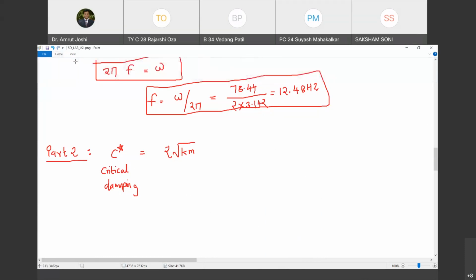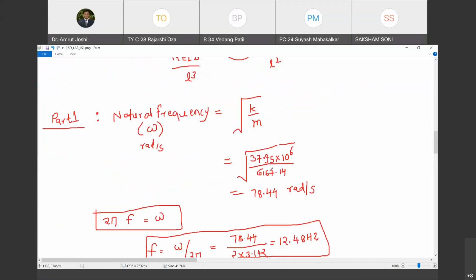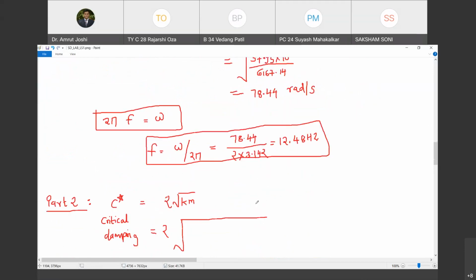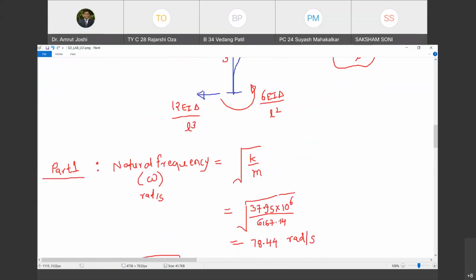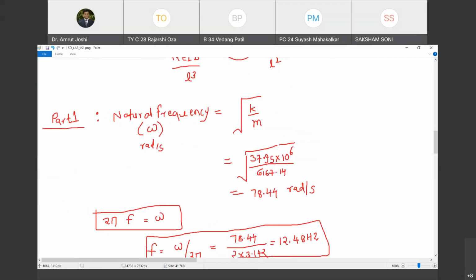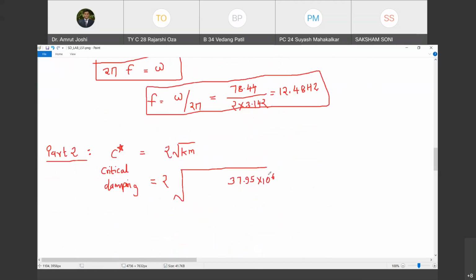So now let me substitute the values. So it is going to be 2 root of what is K and what is M? 37.95 into 10 power 6. And what is the value of K? What is the value of M? 6167.14.